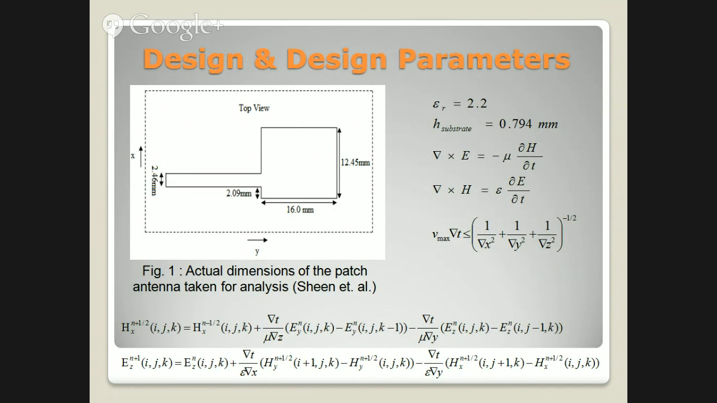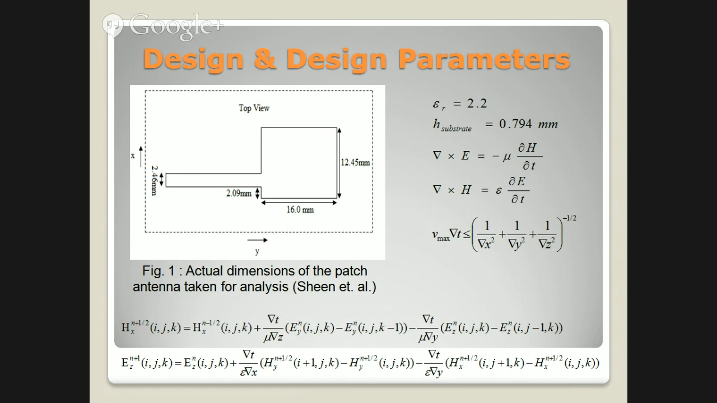You can see the dimensions. The height of the substrate in Sheen's paper was 0.794 mm and the relative permittivity was 2.2. Since we are assuming that it is a variable patch antenna, we kept the same height and same relative permittivity. The governing equations in FDTD you can see, and this is the Courant limit for stability.